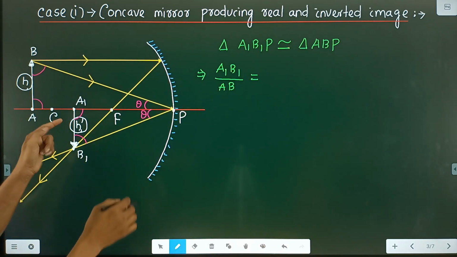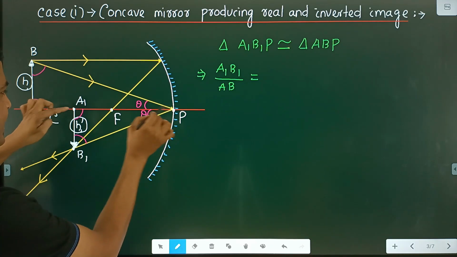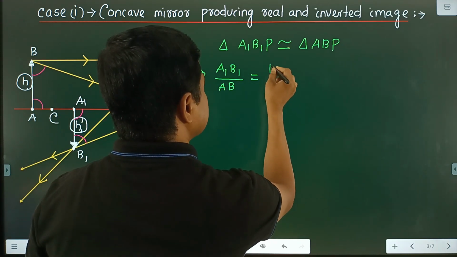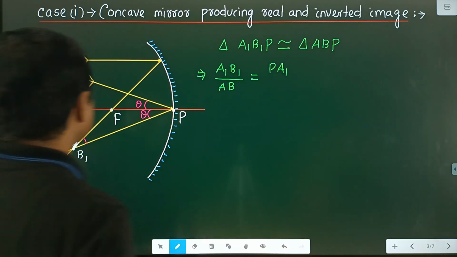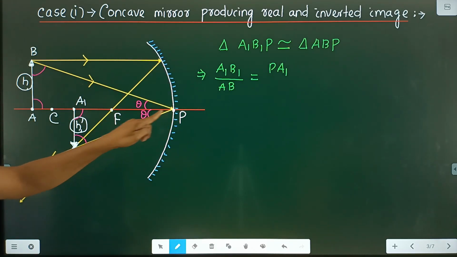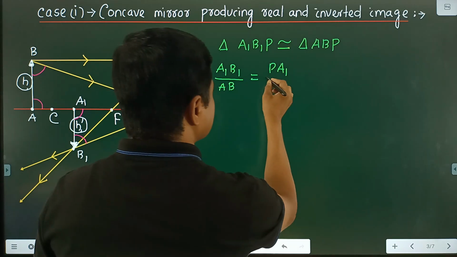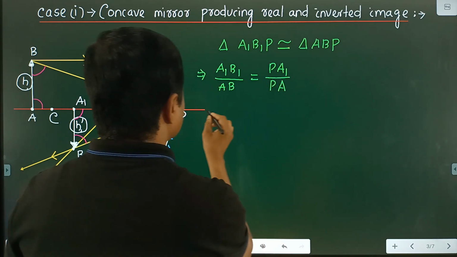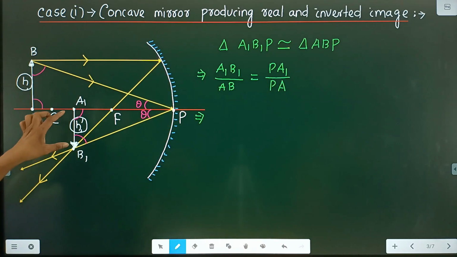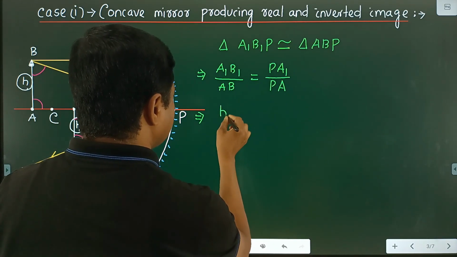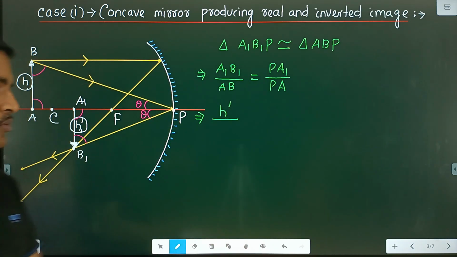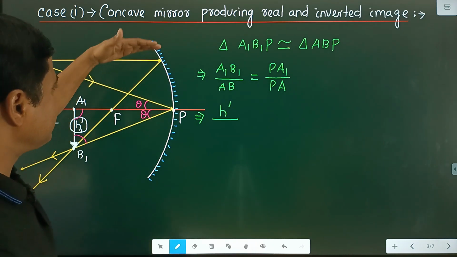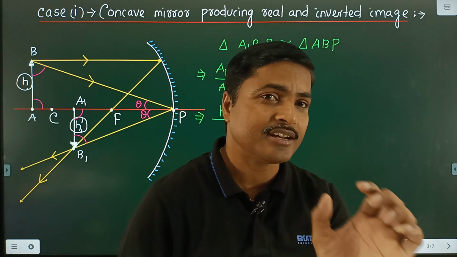Similarly, we take another side from the first triangle A1, B1, P, that is side PA1. PA1 is situated on the principal axis. Similarly, from triangle ABP, we take side PA. PA is also situated on the principal axis. That implies we write A1, B1. A1, B1 is the size of the image, and for the size or height of the image, we write H prime. And we put the sign convention. You know, below the principal axis, the sign is negative. Above the principal axis, the sign is positive. That is the sign convention.